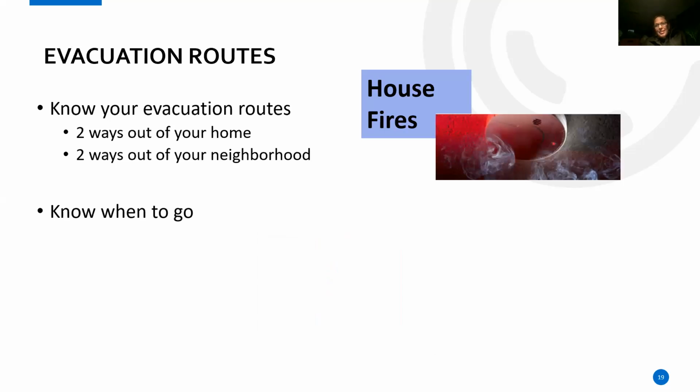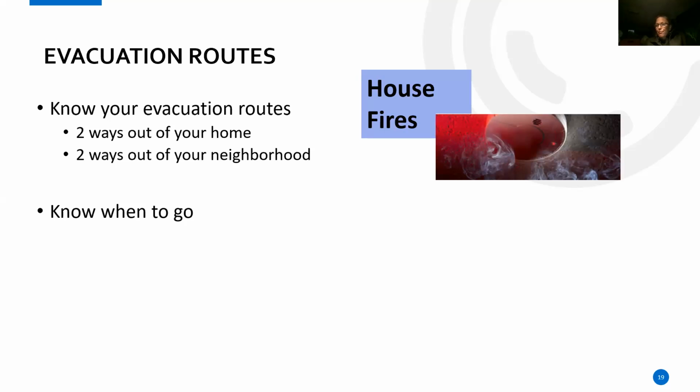So we teach this to little kids in kindergarten: know two ways out of the house. Crawl low under smoke. Check the door. All those types of things. So know two ways out of your home. Obviously, in a fire, please have a working smoke alarm. I mean, obviously we want that early notification.